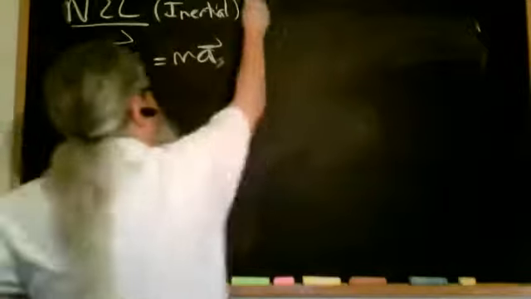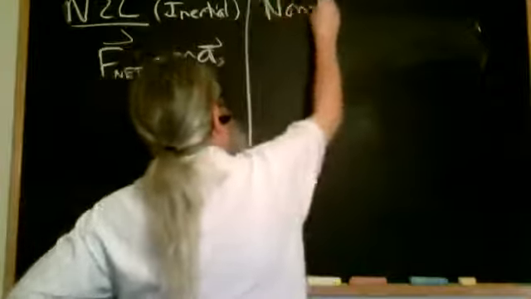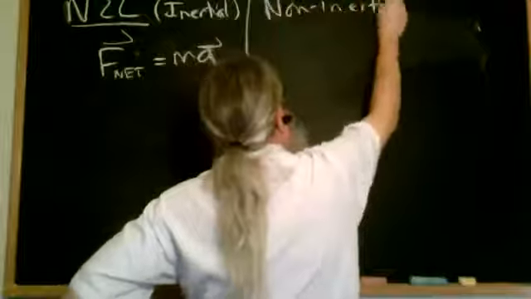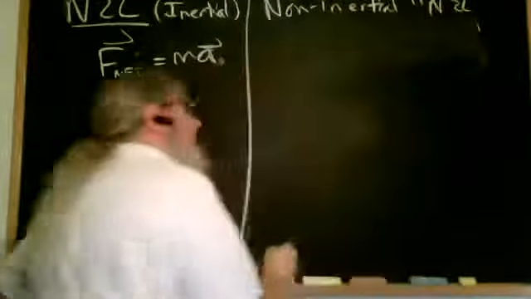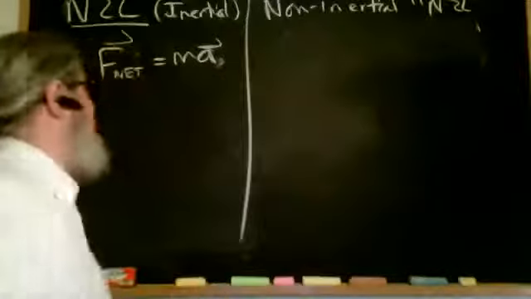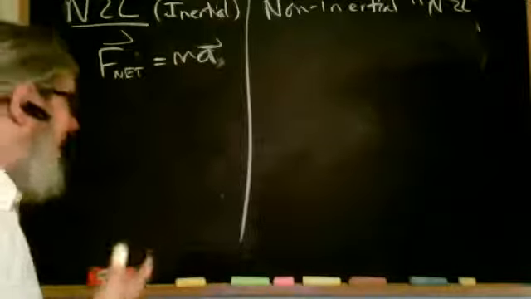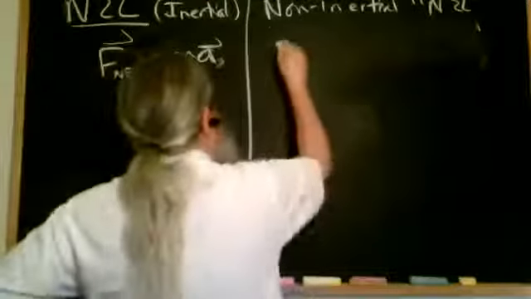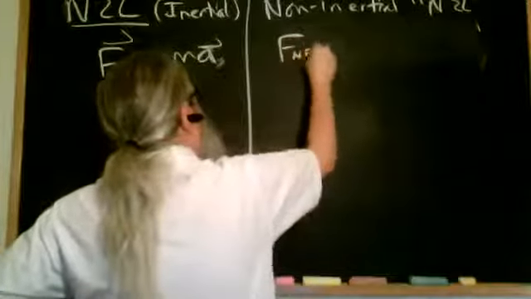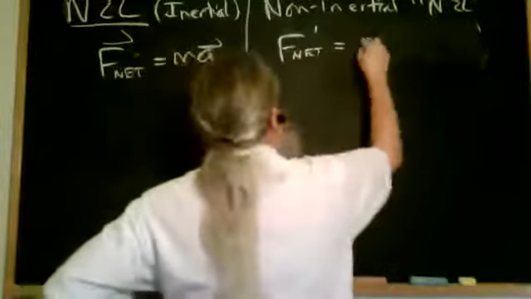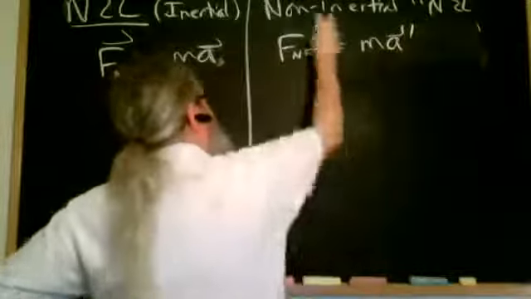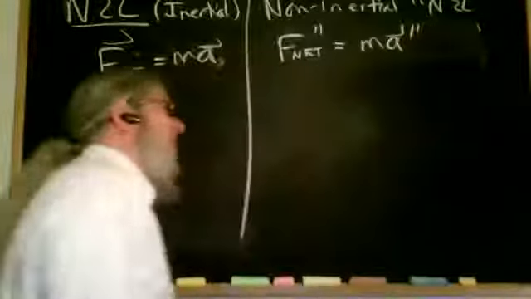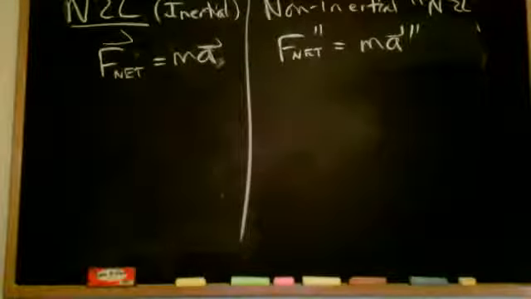But if I do the same exercise now for non-inertial, I put this in quotes, Newton's second law, I'm going to try to do what I was forbidden from doing, which is to try to do Newtonian mechanics in a non-inertial reference frame. Then I get F net prime equals m a prime. Well, we'll call this double prime to be consistent. That's our accelerated reference frame. You can call it prime or double prime, whatever you want. And again, this is a vector.